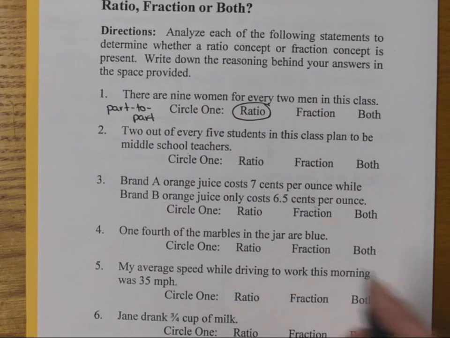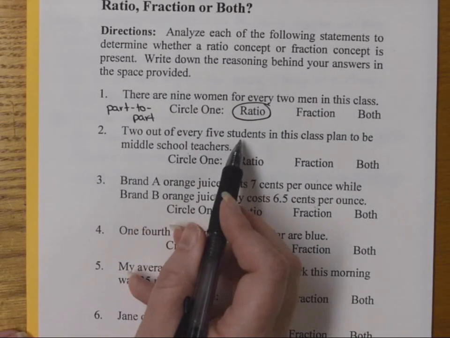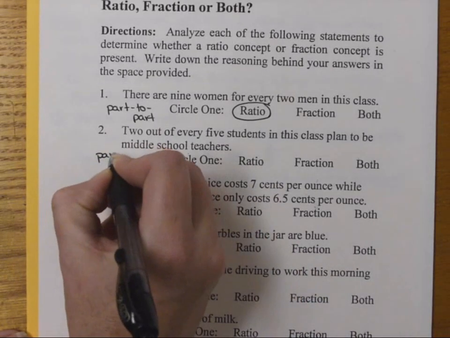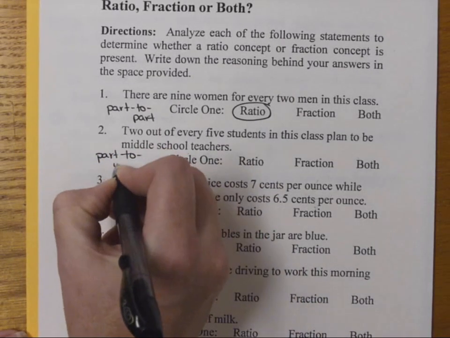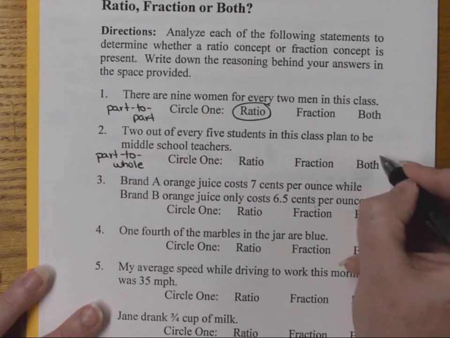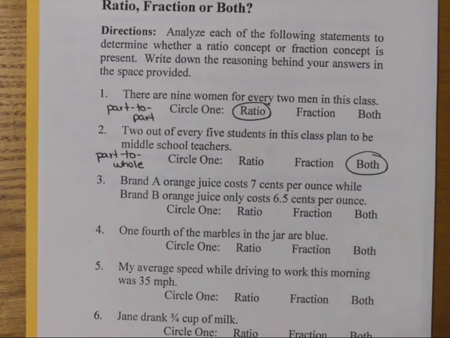Take a look at the wording change here. Number 2: 2 out of every 5 students plan to be middle school teachers. That is a part-to-whole, right? We're talking about the portion of you out of a whole group. In that case, we really could write it as both. It is still a ratio, a part-to-whole ratio, but we could write it as a fraction, and that would make sense.